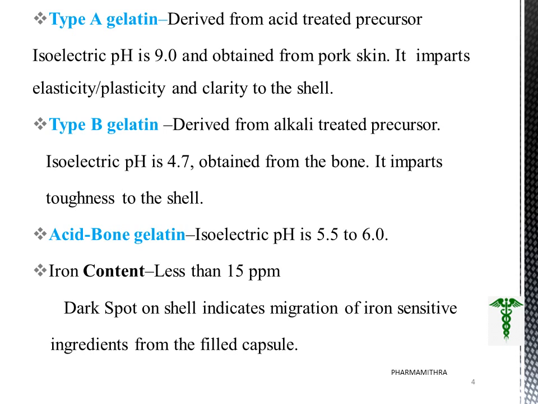Going to acid bound gelatin, the isoelectric pH is 5.5 to 6, and it is obtained from cattle bone, so it is called acid bound gelatin. If the raw material used in production of gelatin is derived from bones, dilute acid solutions are used to remove the calcium salts. Regarding iron content, less than 15 parts per million is allowed, and a dark spot seen in the shell indicates migration of an iron sensitive ingredient from the filled capsule.